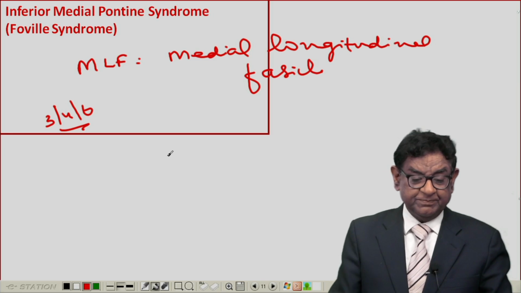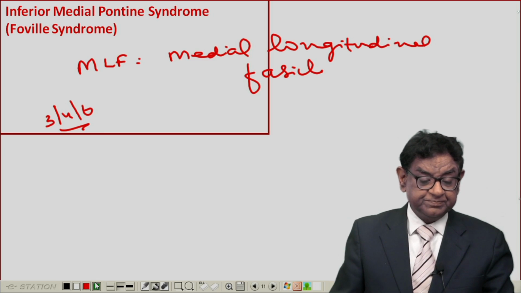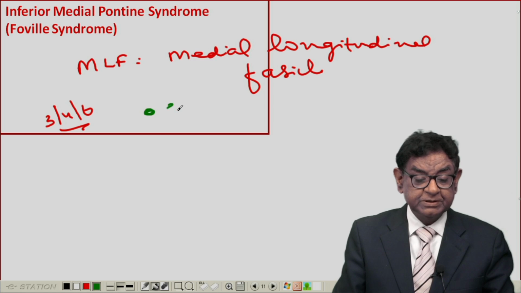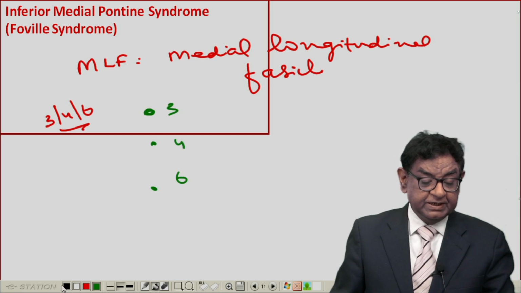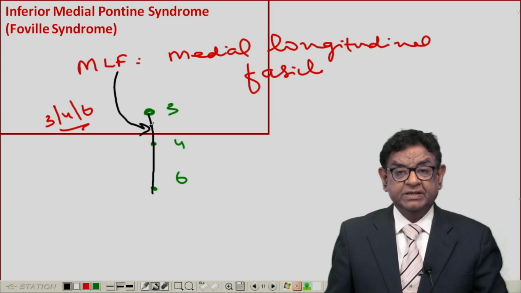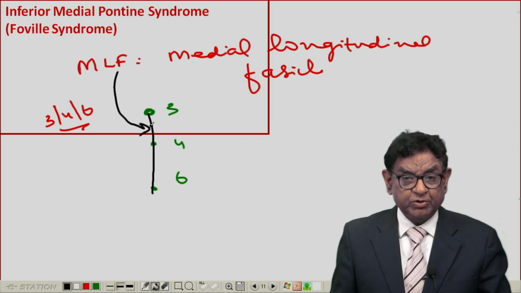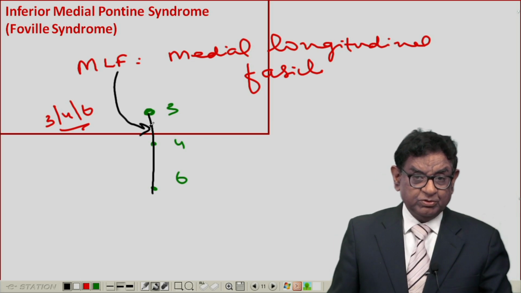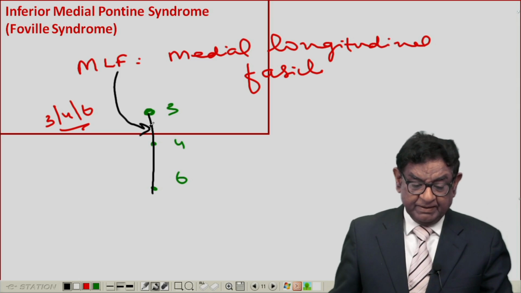What is the function? This is the third nerve nucleus. This is the fourth nerve nucleus. This is the sixth nerve nucleus. They are united with each other via MLF. And due to this structure, they have exactly computerized movement. So I hope you are clear about MLF.